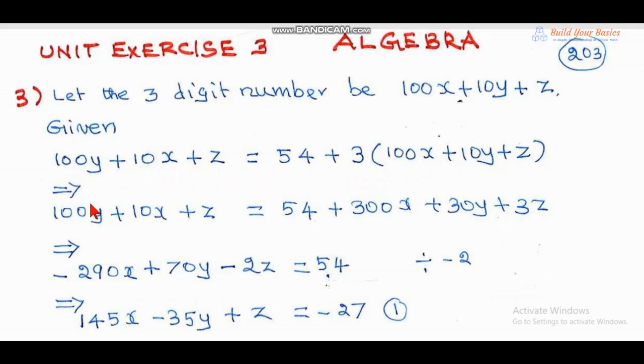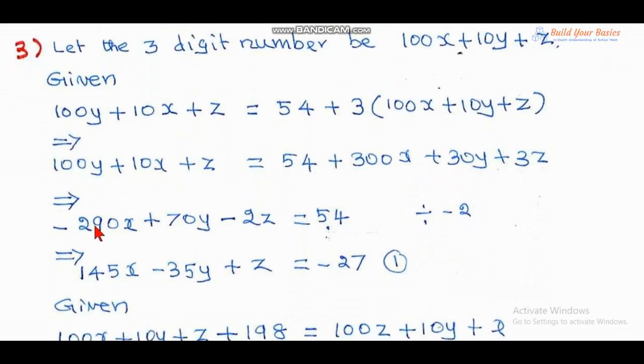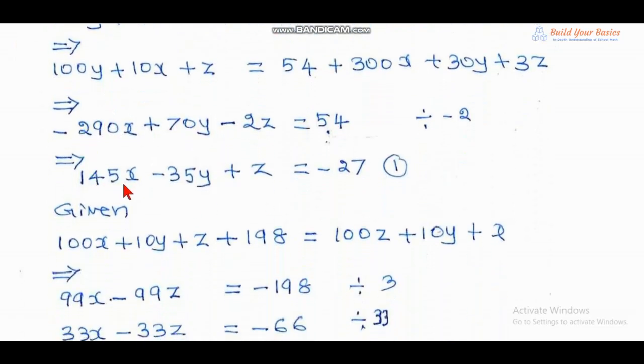Simplified. 100y plus 10x plus z is equal to 54 plus 300x plus 30y plus 3z. That is minus 290x plus 70y minus 2z equal to 54. We can divide throughout by minus 2. So 145x minus 35y plus z is equal to minus 27. Equation 1.